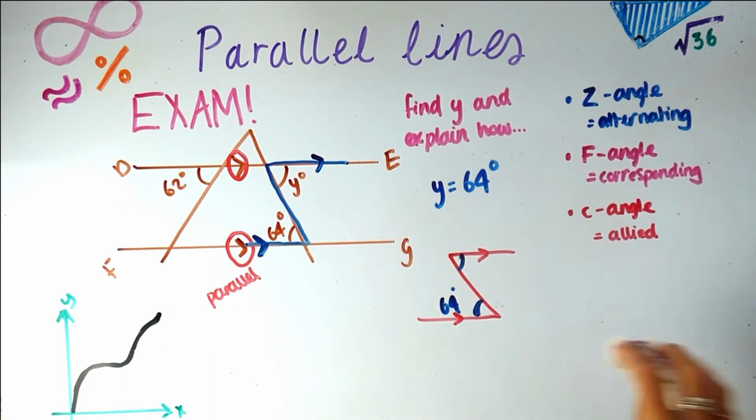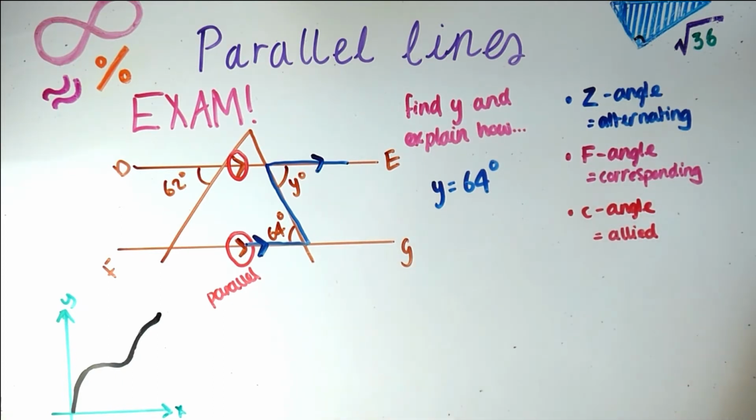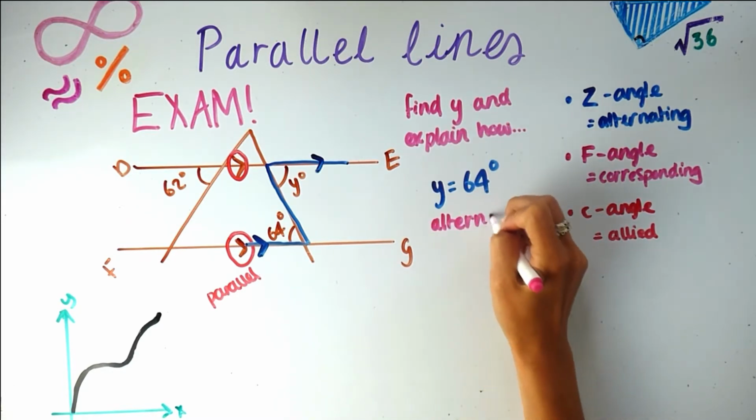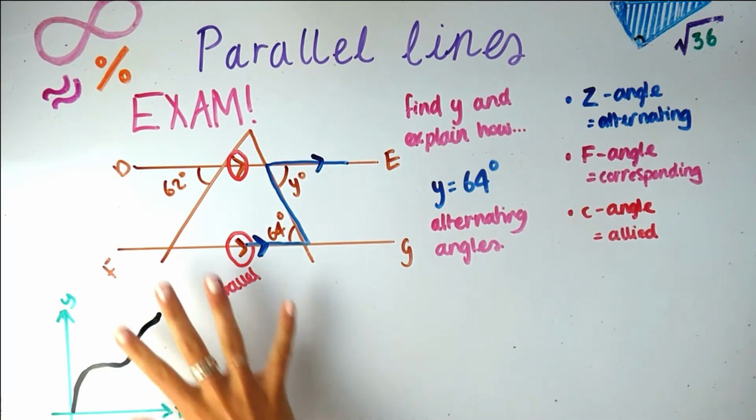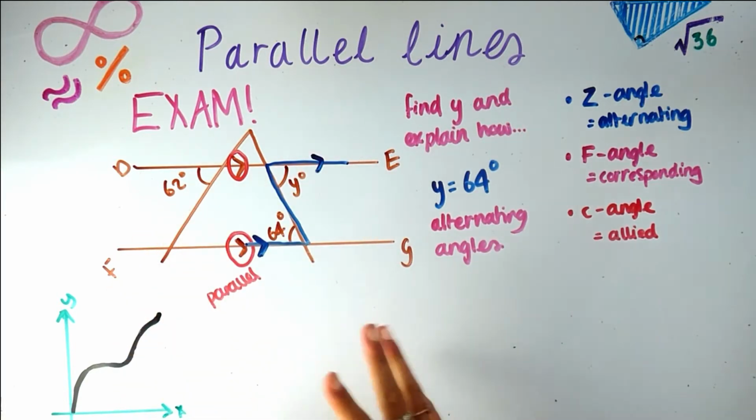Okay, and it's asked for an explanation as to how, and it's a bit unprofessional to write Z angle. So what you would write is alternating, and that's how you do that question. So you can see there how it's easy to spot a Z when you just write out the Z, but seeing the Z within a bigger picture is probably the harder part.